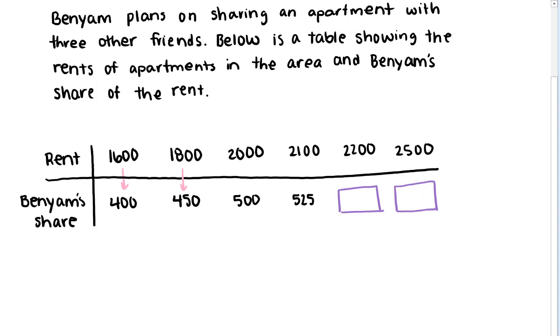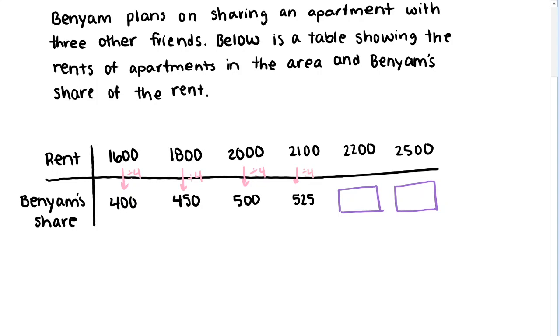What's the pattern here? It seems like the rent is split evenly across the 4 people in the apartment. There's Binyam and his 3 other friends. And in this table, it looks like the pattern is that we're taking the rent and dividing it evenly across the 4 people in this apartment. Right, 1,600 divided by 4 is 400. Maybe another familiar example is 2,000. If we take that and divide it by 4, that's 500. And maybe this example seems a little less familiar, but 2,100 divided by 4 is 525.